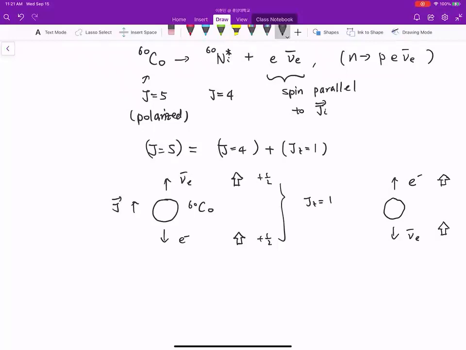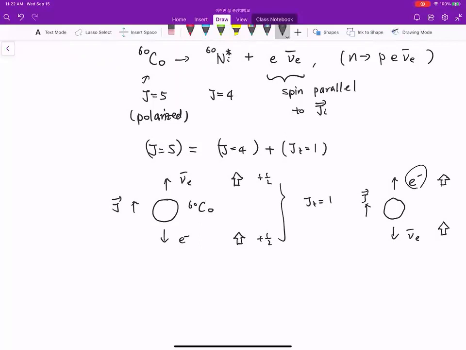Okay, let me see. Yeah, I think this is right. Also you can think of this kind of configuration: the direction of electron is parallel to the initial spin direction, and then spin up and spin up.